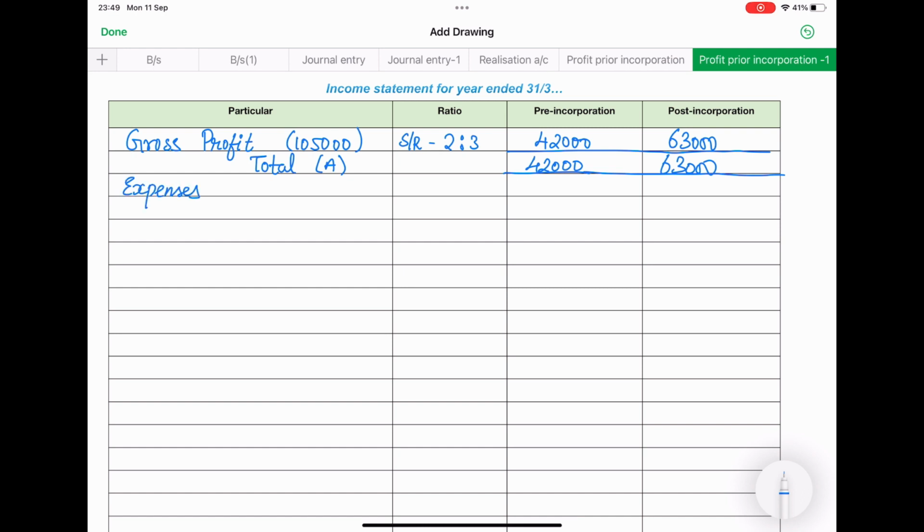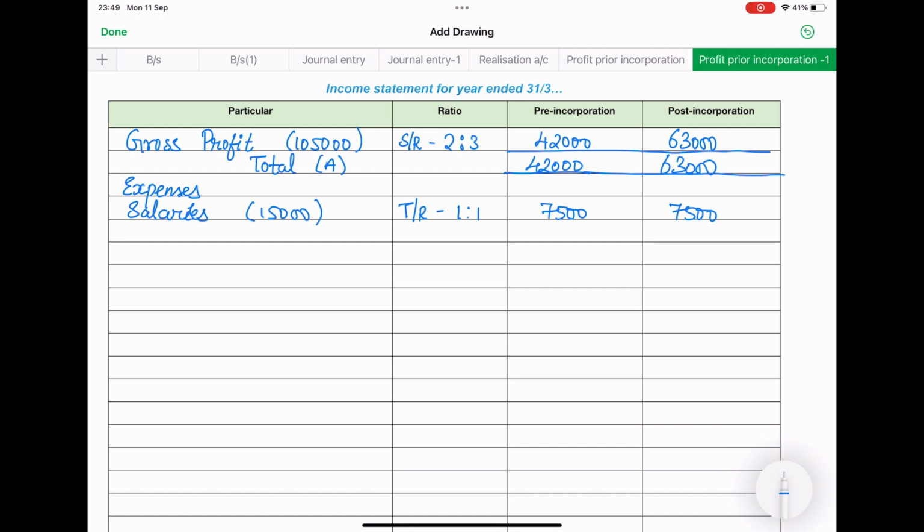Next we are going to identify all the expenditures. So expenses, one by one we are going to solve. How many expenses they have given? All those expenses we are going to identify here. First one, salaries. The total salary is 15,000. So salary we are going to calculate on the time ratio. Time ratio is 1:1. So 15,000 into 1 by 2, so 7,500 and 7,500 for the post-incorporation.